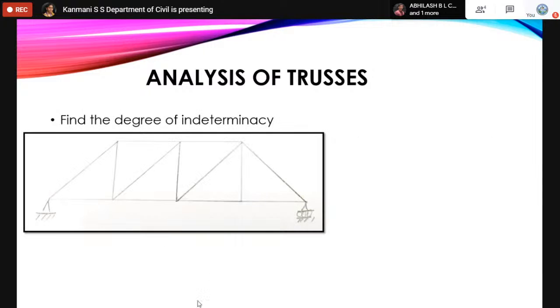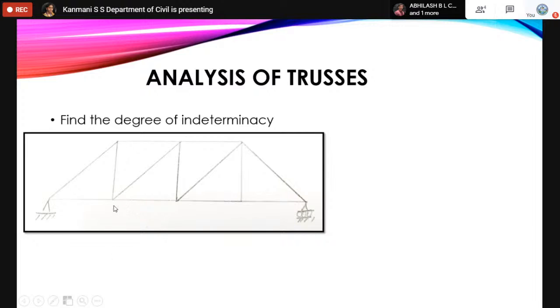So now moving on, I have taken a few examples of degree of indeterminacy. The first one is a simple truss where we have the number of members. If you see, I'll go in the clockwise direction: 1, 2, 3, 4, 5, 6, 7, 8, 9, 10, 11, 12, 13. So totally we have 13 members. Out of this, the joints are 1, 2, 3, 4, 5, 6, 7, 8.